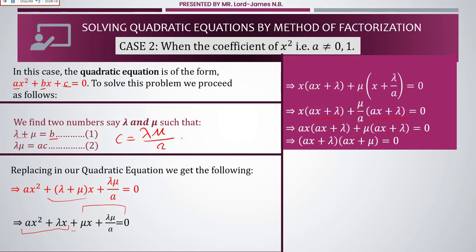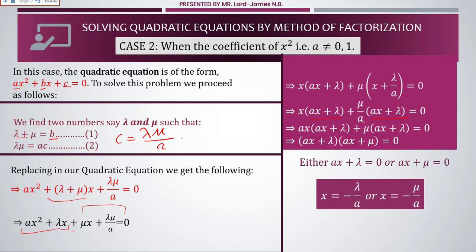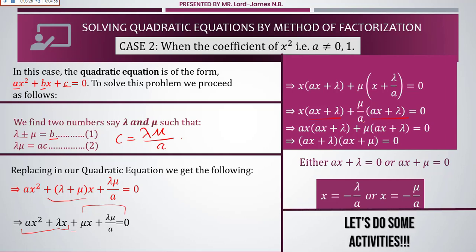We can begin also by multiplying all through by a. If we multiply all through by a in order to eliminate this a from the denominator, we get ax into ax plus lambda plus mu into ax plus lambda equal to 0. Factoring out ax plus lambda gives me ax plus lambda into ax plus mu equal to 0, from where we get either ax plus lambda equal to 0 or ax plus mu equal to 0. So the possible values of x are either x is negative lambda on a or x is equal to negative mu on a. So let's do some activities in order to enhance our understanding.